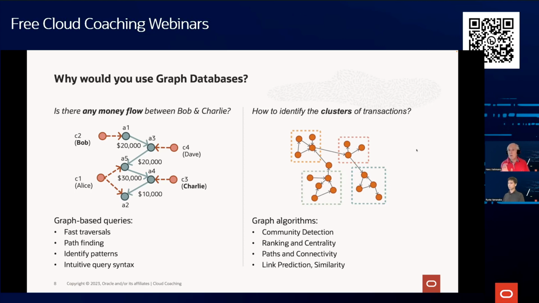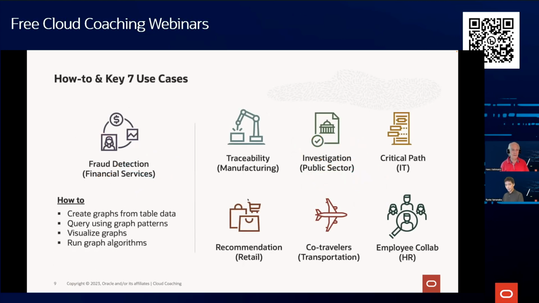Okay, so that was the little bit of intro which I wanted to share with you for those who are not so familiar with graph databases. But as I said, hopefully things will become more clear once we move into the actual demo. And with that, I would like to hand over to Ryota, who will explain the 7 scenarios that he has prepared. Ryota, over to you. Thank you, Hans.